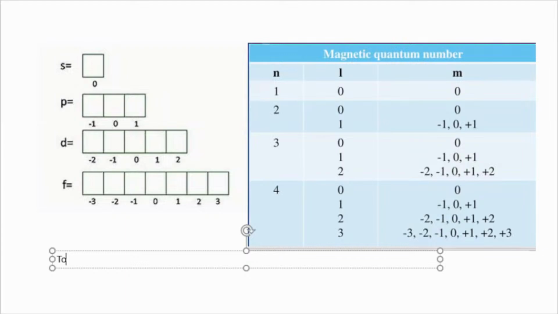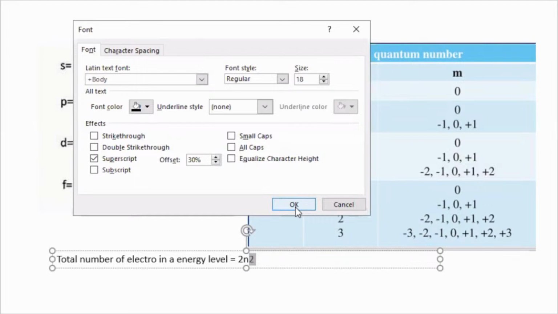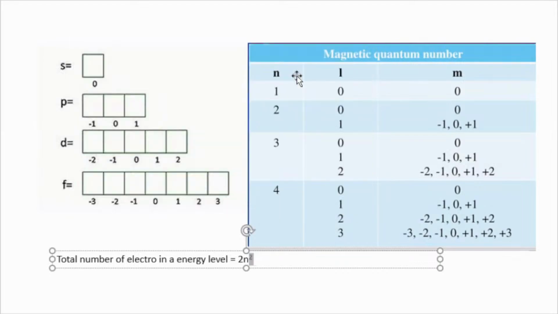So total number of electrons in an energy level can be taken by the equation of 2n square. N means principal quantum number.